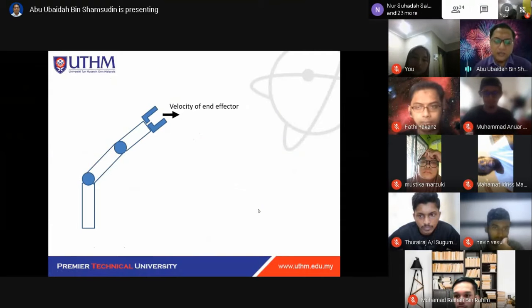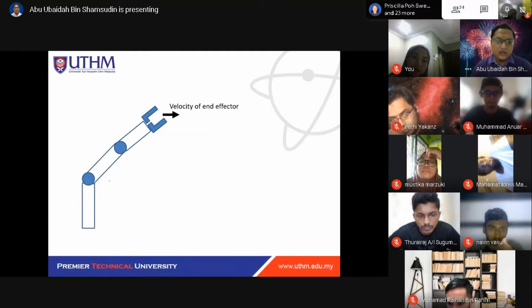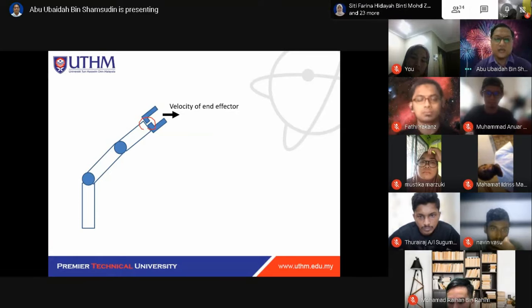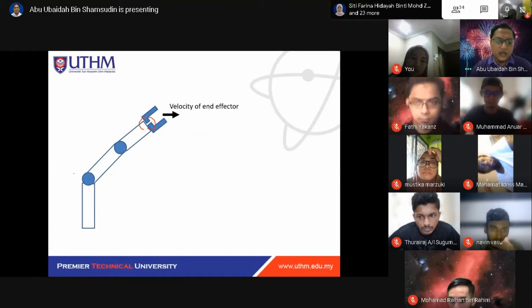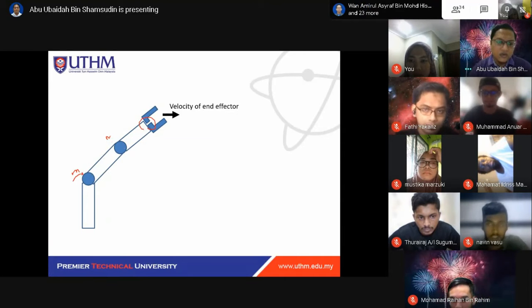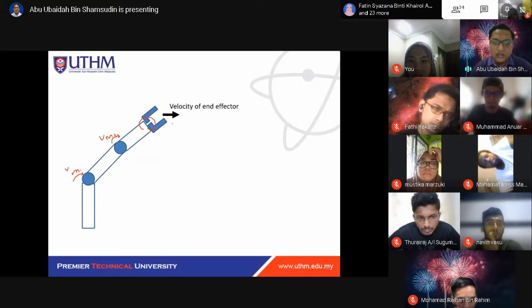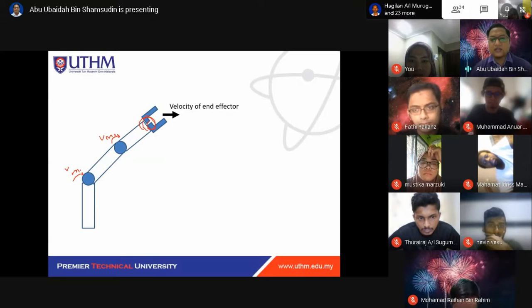So a little bit more on the concept of Jacobian. What we're trying to get is the velocity of this end effector. So what will happen? We need to get the combination of speed from motor 1. So let's say motor 1 is moving like this, and motor 2. So from the combination of the velocity of motor 1 and the velocity of motor 2, we can get the velocity of our end effector. Okay.